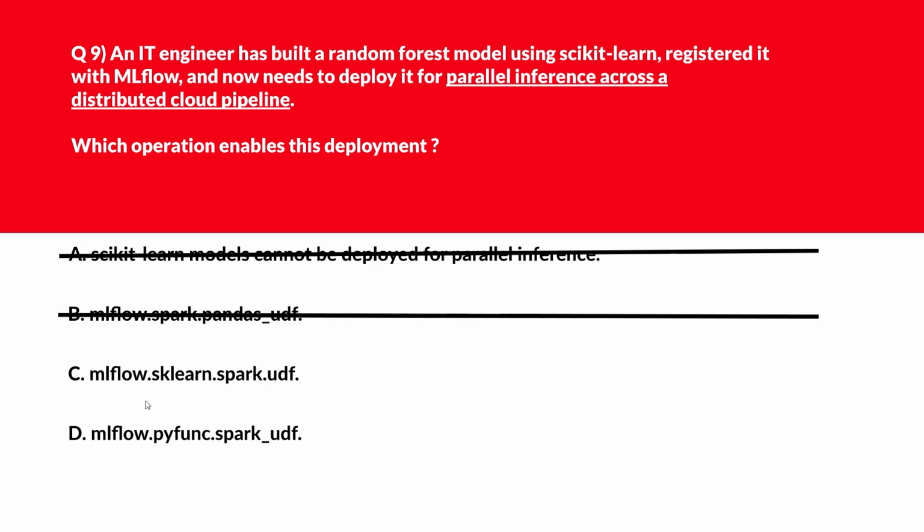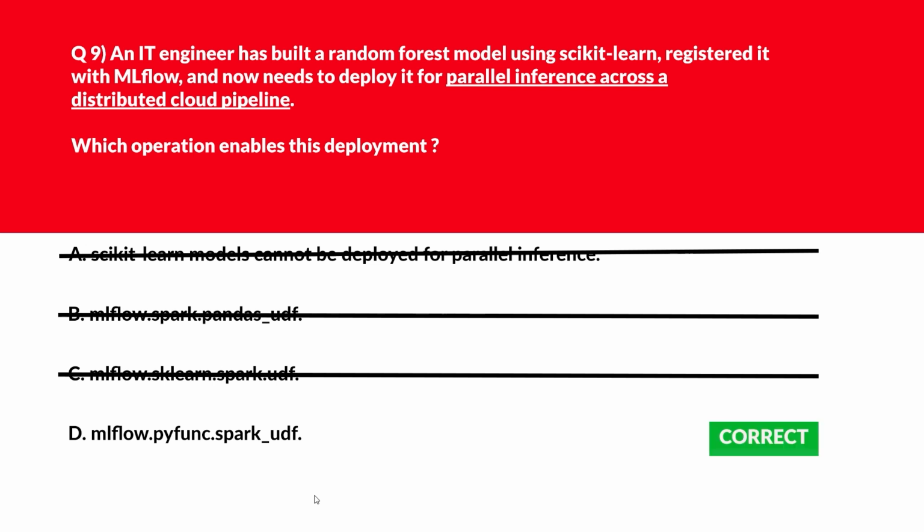Let's move to option C. C says mlflow.sklearn.spark.udf. mlflow.sklearn.spark.udf is not a valid MLflow API for parallel deployment. We'll delete this. We'll move to now option D. D says mlflow.pyfunc.spark.udf. mlflow.pyfunc.spark.udf creates a parallelizable function from the registered model, making it suitable for distributed deployment.